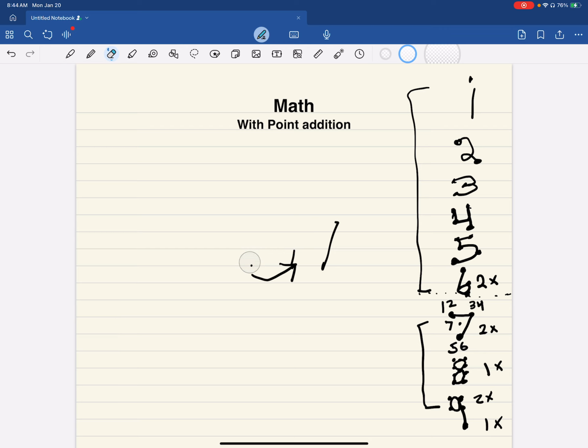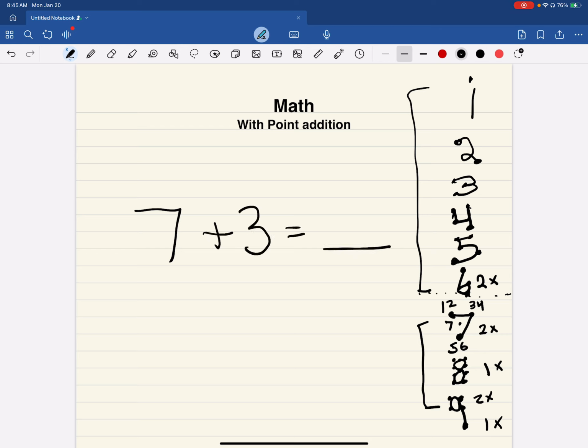So let's make that go away, and let's try some on your own. Let's begin with 7 plus 3. See how quickly you can get the answer. Okay, you should have started with 7, said 7, 8, 9, 10, and the answer was 10.